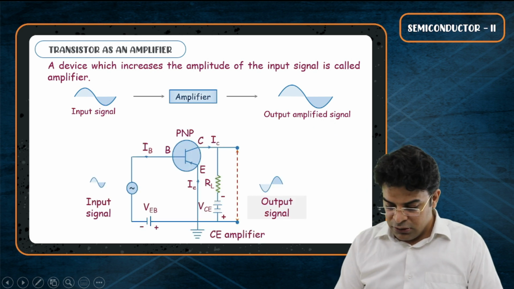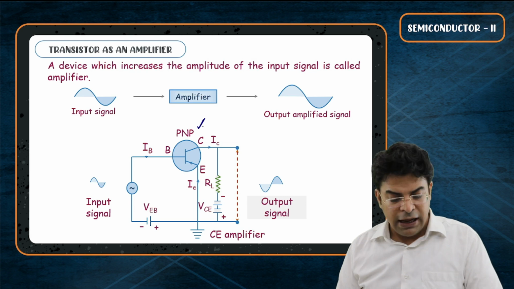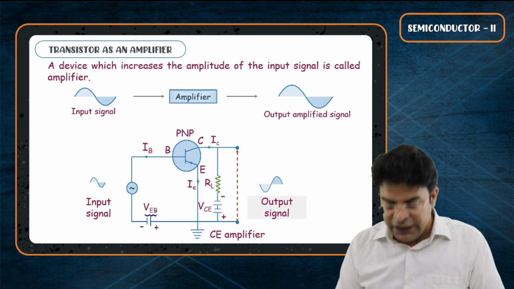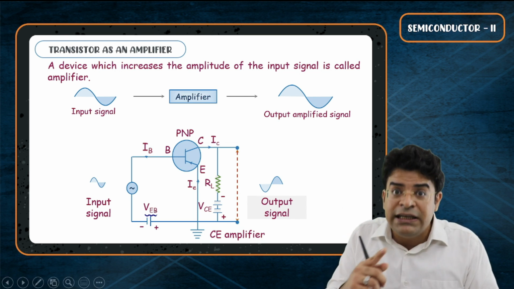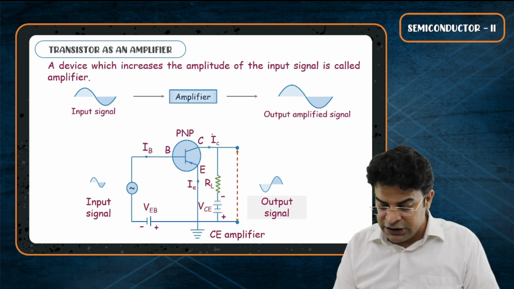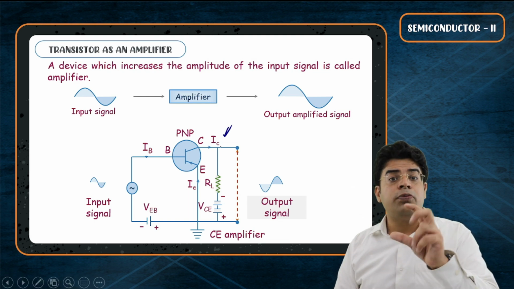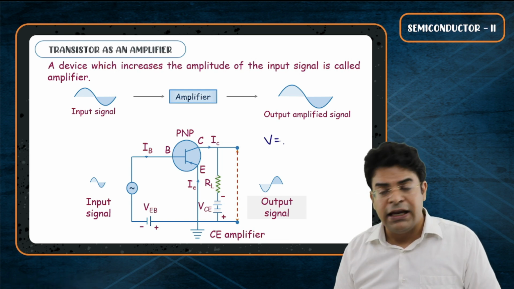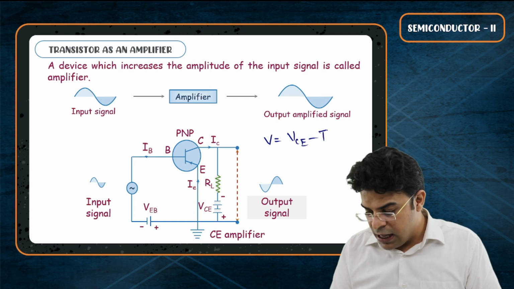Now, bachcho, think of this as your common emitter amplifier. We know that if VBE, the input potential, changes, the change takes place in IE. When IE changes, IB changes as well as IC changes. And when IC changes, the output potential changes. And we know that we can write the output potential as VCE minus ICRL.